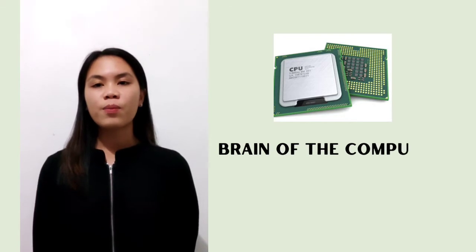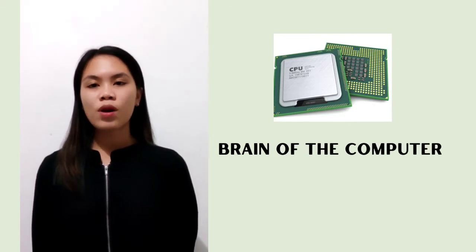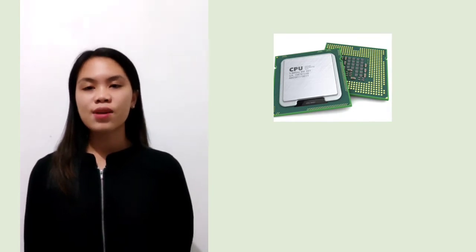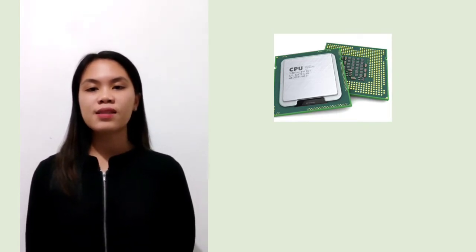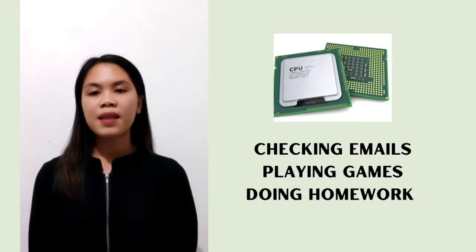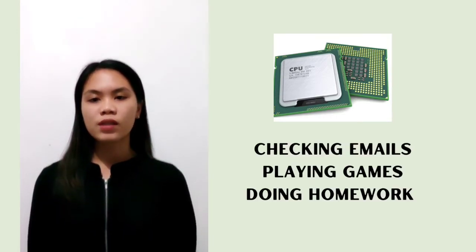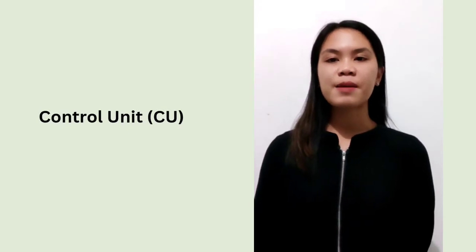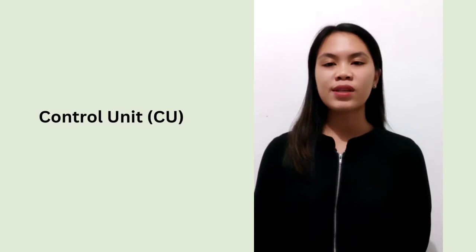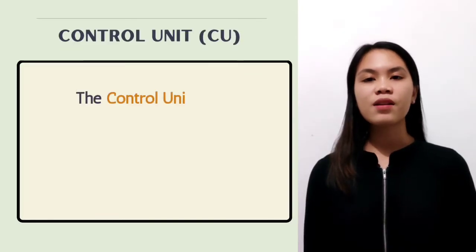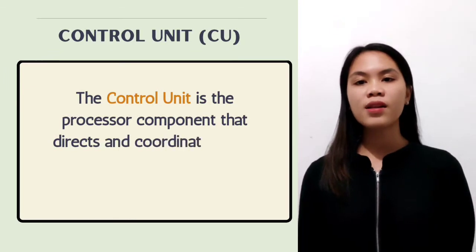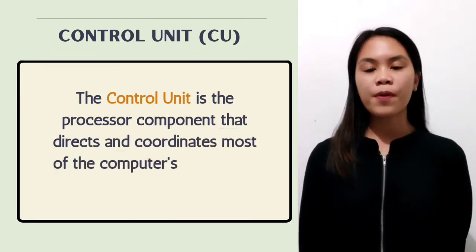Being the brain of the computer, the CPU is where the processes such as calculating, sorting, and searching take place, whatever is done in our computer, such as checking emails, playing games, and doing homework. It is the CPU that processes the data we use. Under the Central Processing Unit, we have the control unit, the processor component that directs and coordinates most of the computer's operations.